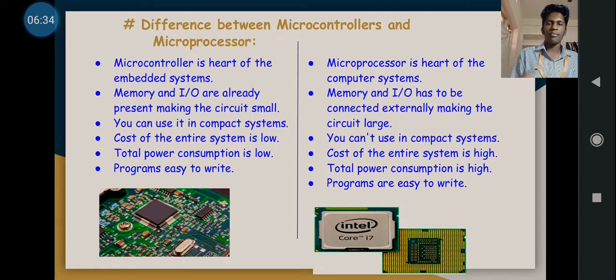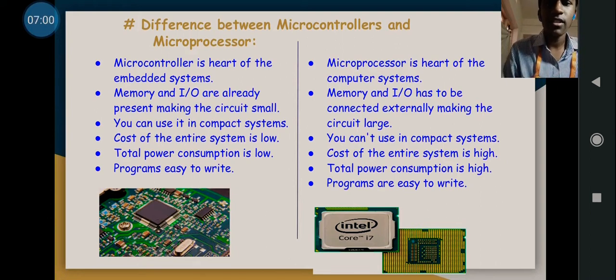The memory and the input ports are already present. Whereas if you take a microprocessor, it has very miniature chips and miniature circuits which have to be created with great concentration. So the system cost goes higher as compared to a microcontroller. In a microcontroller, the total power consumption is very low as compared to a microprocessor, which is very high.